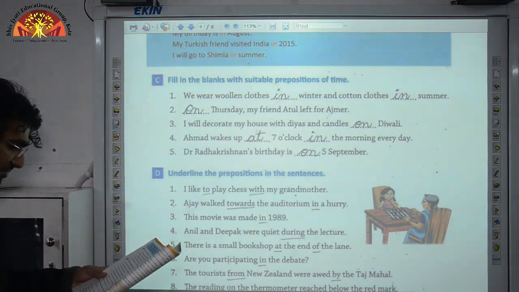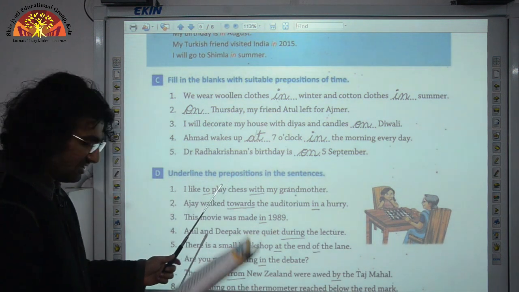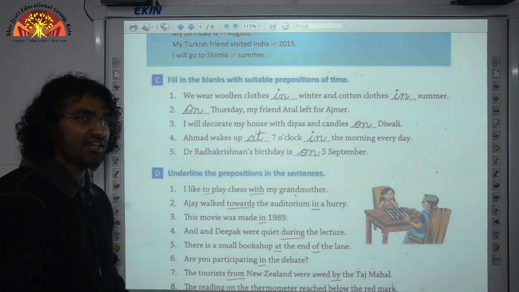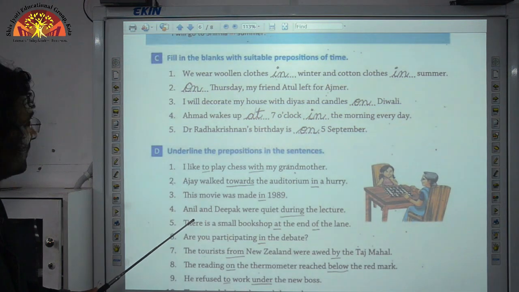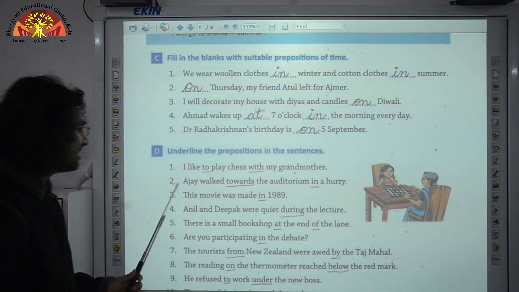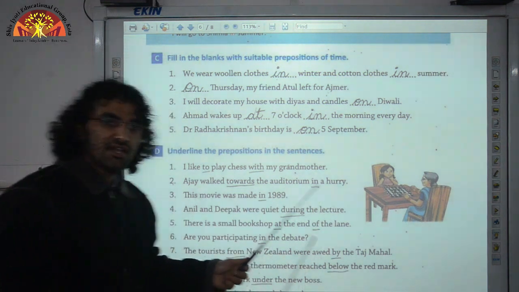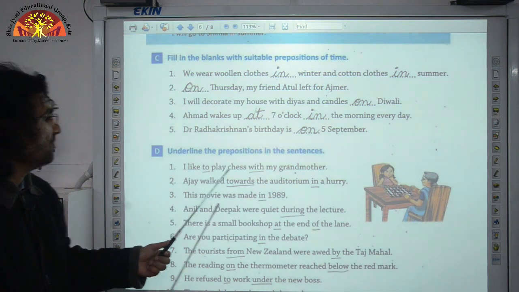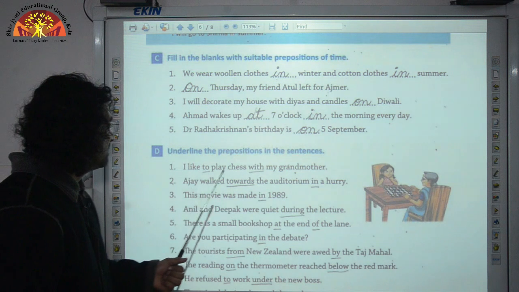Exercise D. Underline the prepositions in the sentences. We need to find out the prepositions and underline them. Till now we have learned a lot about prepositions, and I believe we can easily do. I like to play chess with my grandmother. Here to is a preposition and with is a preposition. So we have underlined both of them.